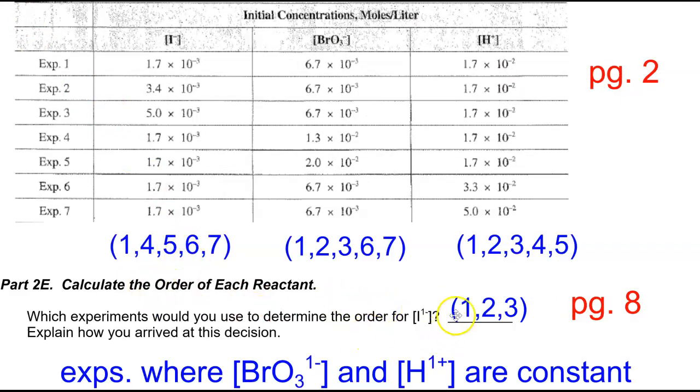So for iodine, the experiment sets you can use when you do that equation of rate 2 over rate 1 equals concentration 2 over concentration 1 to the M power will be experiments 1, 2, and 3. And then it says explain how you arrived at this decision. We picked these 3 because they're the experiments where bromate ion and hydrogen ion were constant. You need to do the same process for the rest of page 8 for bromate ion and hydrogen ion. And then we will continue with this in the next video. You should complete all of page 8 now on your own, using this as an example of what to do for bromate ion and hydrogen ion.